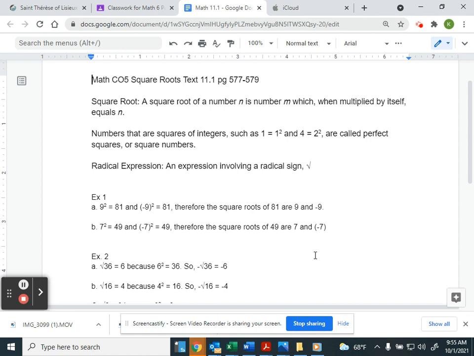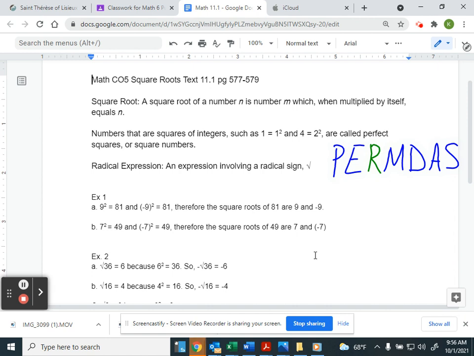Okay, so a radical expression is an expression involving a radical sign. So we learned last year about PEMDAS, right? You guys remember Mr. Robinson teaching you about PEMDAS with the order of operations, parentheses, exponents, multiply, divide, add, subtract. And then people said, well, Mrs. Gambino, why does it now have an R in it for PEMDAS? This is why.